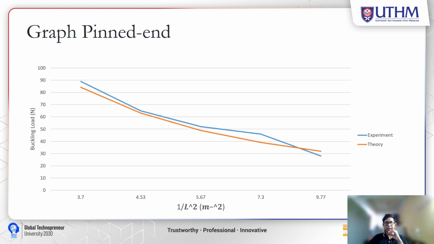From the graph for pin end, the experimental gradient is higher than the theoretical gradient. Thus, the experimental ratio is lower than the theoretical ratio.